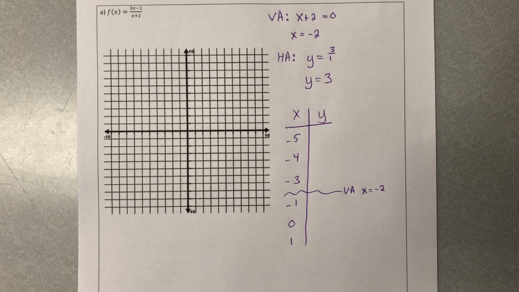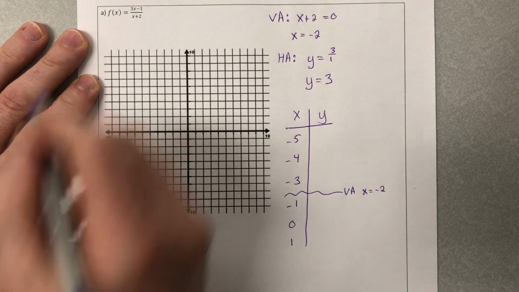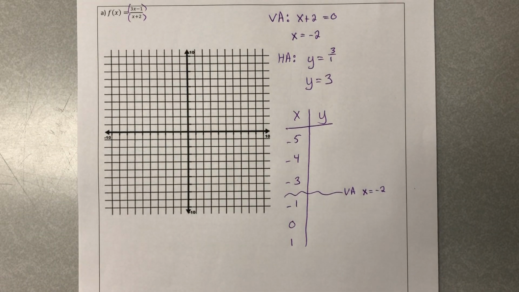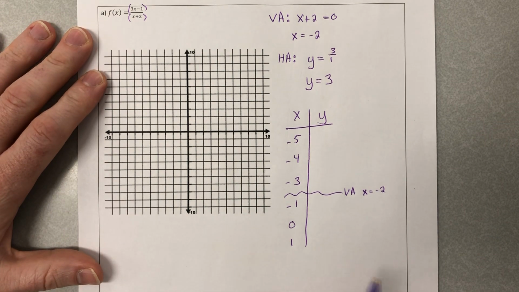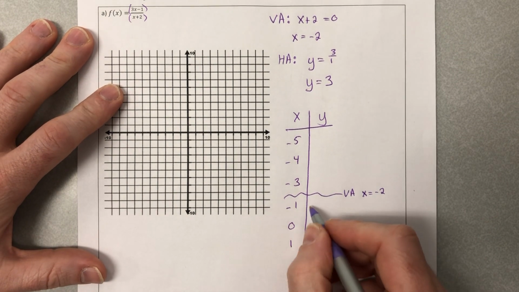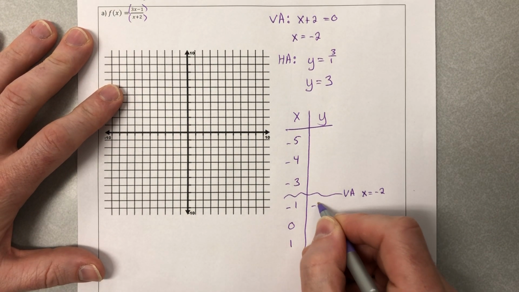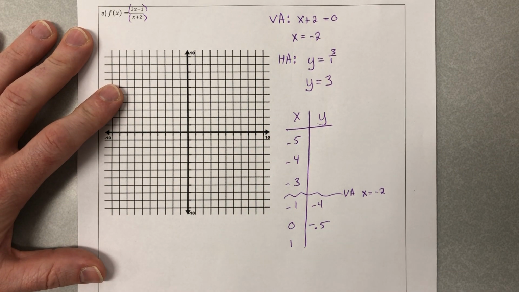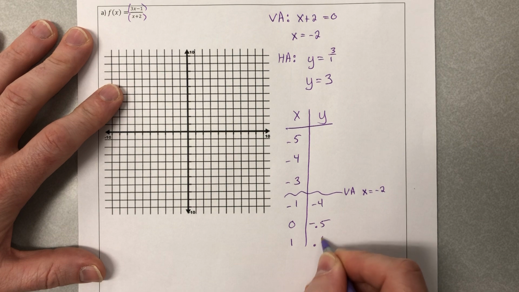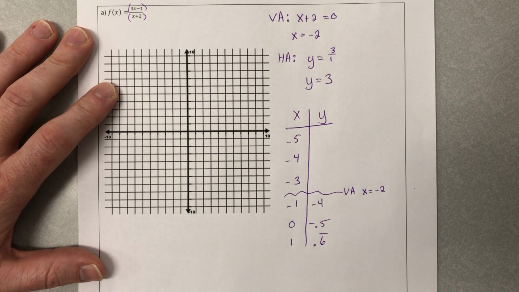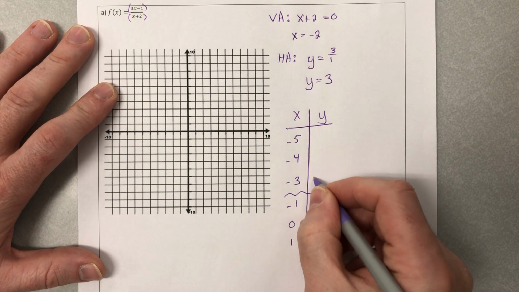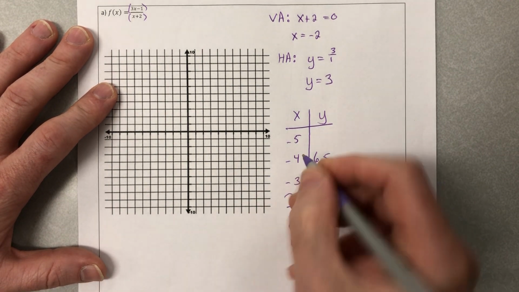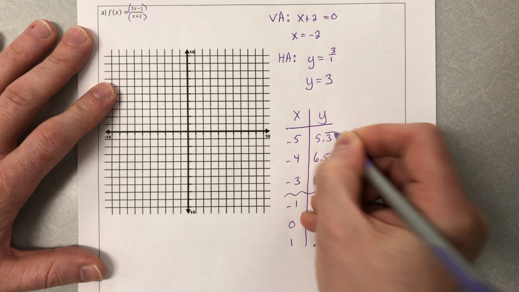All right, my suggestion to get these y values is to plug them into your calculator. Make sure you put both the numerator and denominator in parentheses for the order of operations. When we go through and get these values, negative 1 would be negative 4, 0 would be negative 0.5, and 1 would be 0.6 repeating. Our y values for negative 3 would be 10, for negative 4 would be 6.5, and for negative 5 it would be 5.3 repeating.